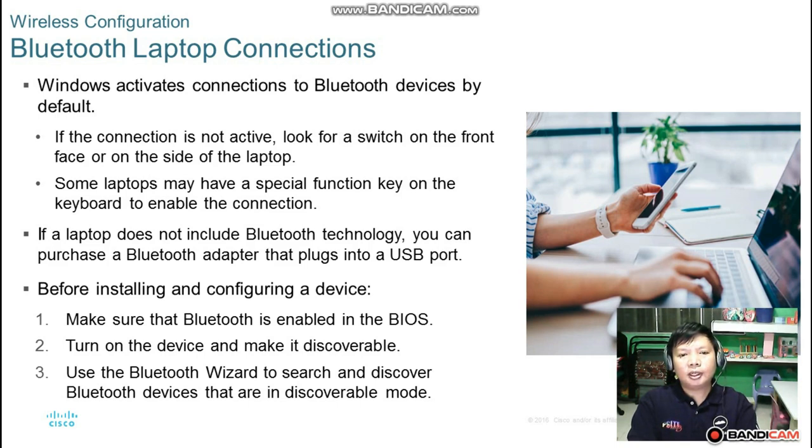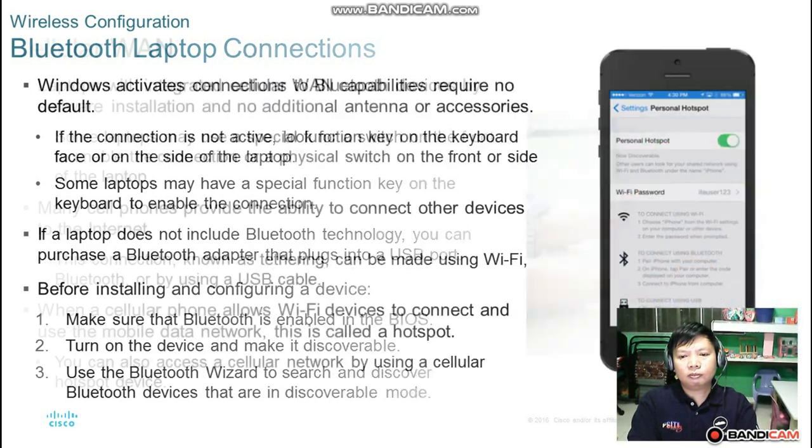Before installing and configuring a device: 1. Make sure that Bluetooth is enabled in the BIOS. 2. Turn on the device and make it discoverable. 3. Use the Bluetooth Wizard to search and discover Bluetooth devices that are in discoverable mode.